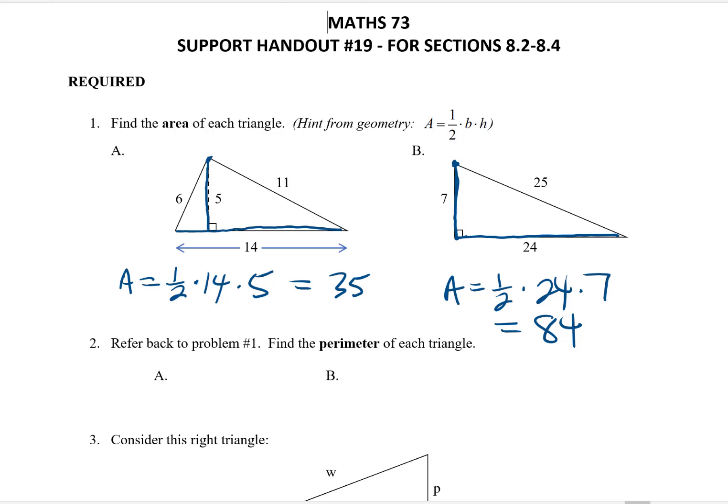Now we want to calculate the perimeter of each triangle. Perimeter means distance around the outer edge. So in the first triangle, it would be 14, plus 6 is 20, plus the 11 would be 31. And in the second triangle, it would be these three pieces added together. 7 plus 24 makes 31, plus 25 would be 56. 31 units and 56 units.